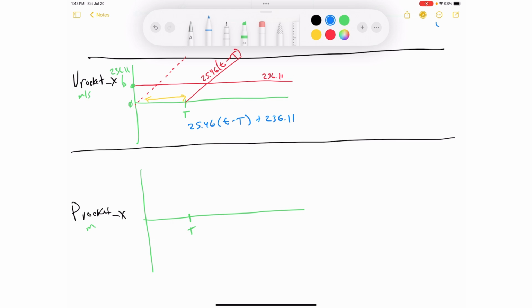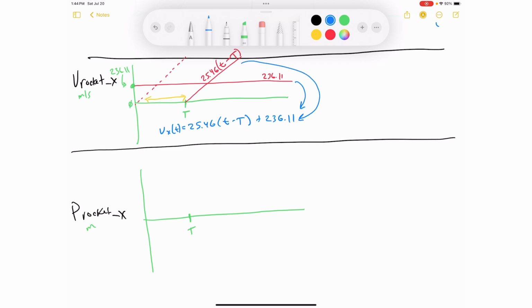And so that's the velocity in x with respect to time. So you could say, if you wanted to, the velocity in x as a function of time is equal to 25.46 parentheses, little t minus big T, where big T is like a constant, plus 236.11.